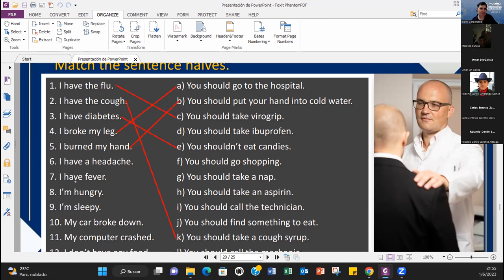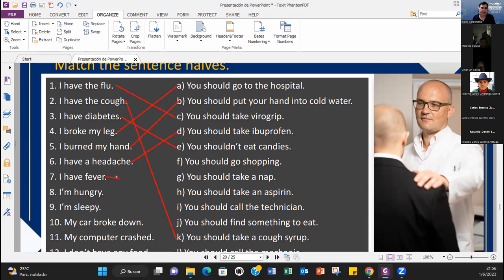I have a headache. Orlando, number six. So if I have a headache, what do I do? Letter D. You should take ibuprofen. Ibuprofen, right? How about with the hospital? I have a fever. Acetaminophen. Antipyretic. You take ibuprofen.